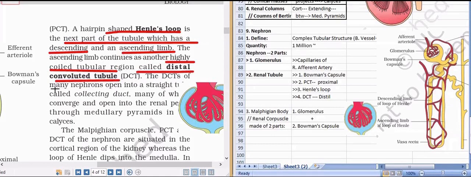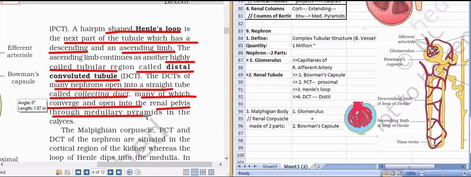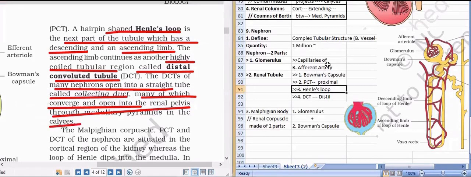The DCT of many nephrons opens into a straight tube that is called the collecting duct. So they'll enter into the collecting duct, many of which converge and open into the renal pelvis. Here they enter through the medullary pyramids into the calyces. Okay, now let's make notes of this.